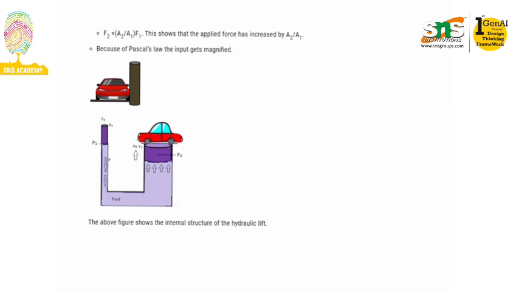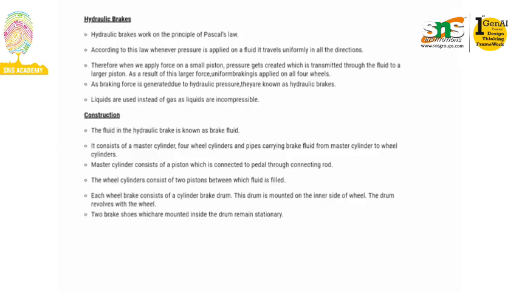The fluid which is filled in the brake system is called brake fluid. It has a master cylinder and 4 wheel cylinders, with pipes which carry brake fluid from the master cylinder to the wheel cylinders. The master cylinder has a piston which is connected to a pedal, and the wheel cylinder consists of 2 pistons. So what will the master cylinder do? What will happen actually?